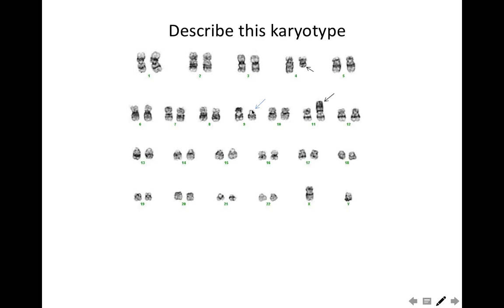So now let's describe this karyotype. Number is 46. This is a male. He has a reciprocal translocation between 4 and 11, and a deletion in the short arm of chromosome 9. Deletion in 9p. Okay?